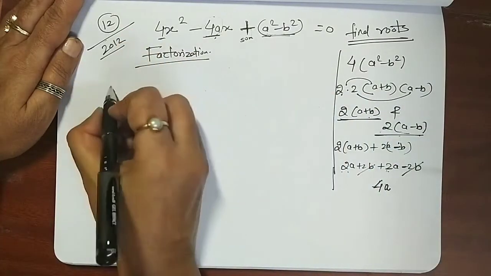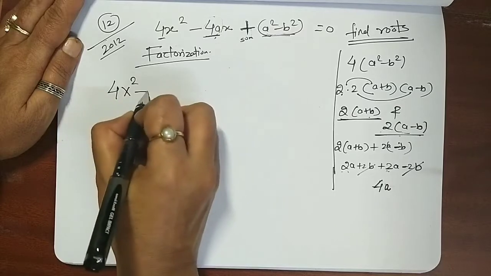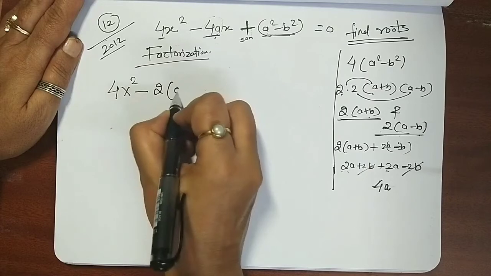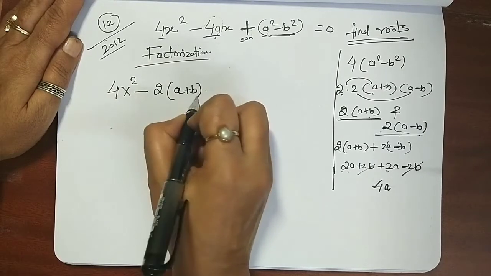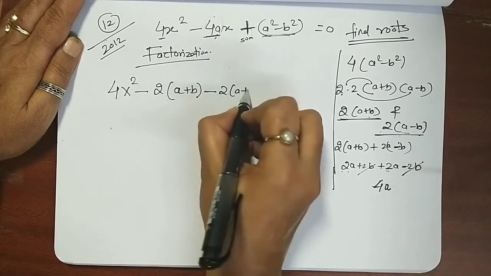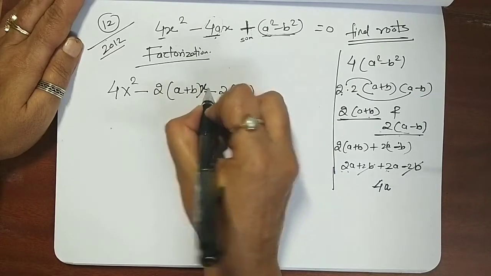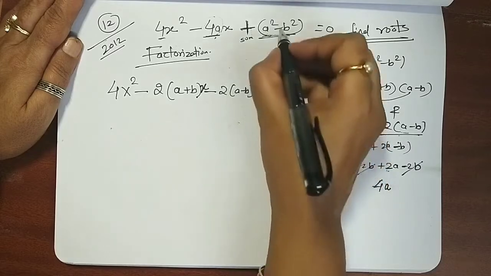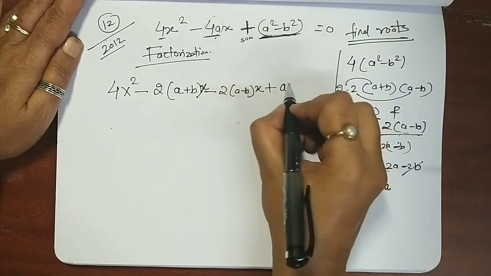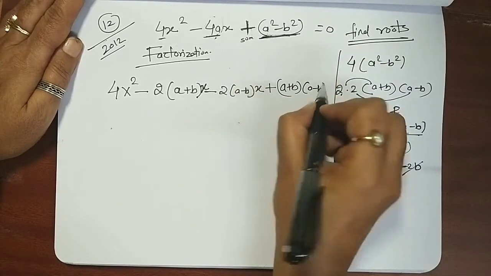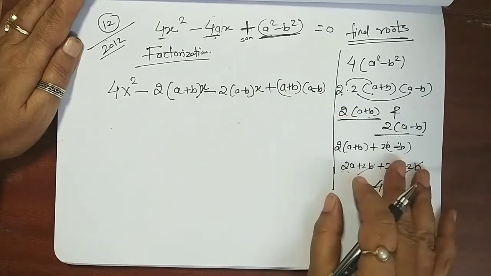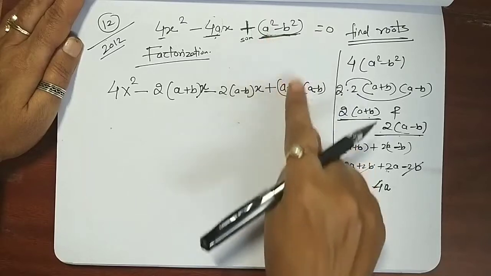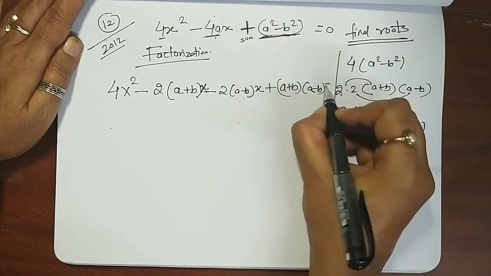So I will put it here. 4x square minus, my first factor is this, twice of a plus b minus twice of a minus b, and x is also there, plus this. I am also writing a plus b into a minus b in simple form so that I can take something common. This I am breaking into normal factors, a plus b, a minus b. This is equal to 0.